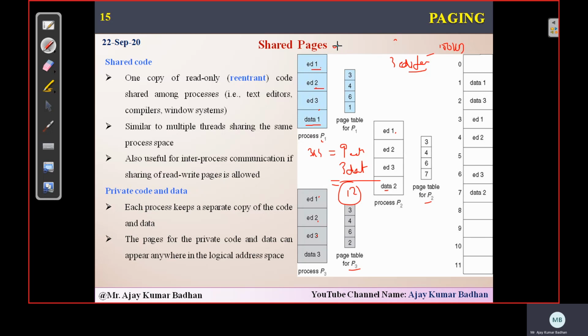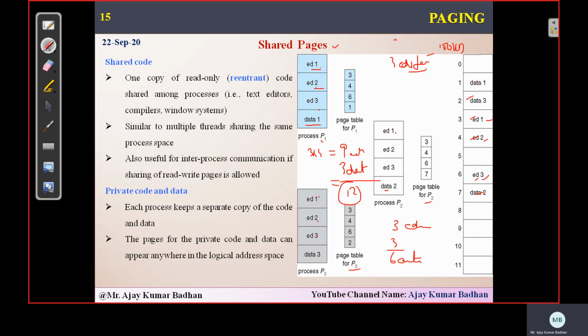But we are talking about shared pages here. Since all the editors are the same application and we are not going to modify anything within them, only the data changes. So these editors will be shared by the three processes. We will use only three editors, shared among the three processes. What about data? Data is required, so 3 plus 3, we will have only 6 entries in main memory. You can see here 1, 2, 3, 4, 5, 6.